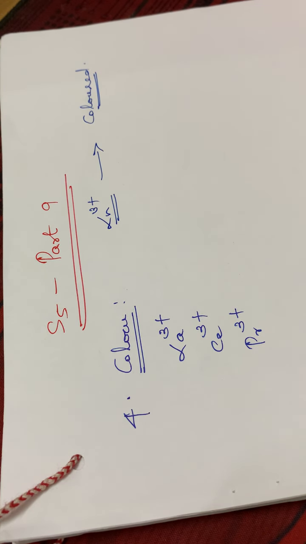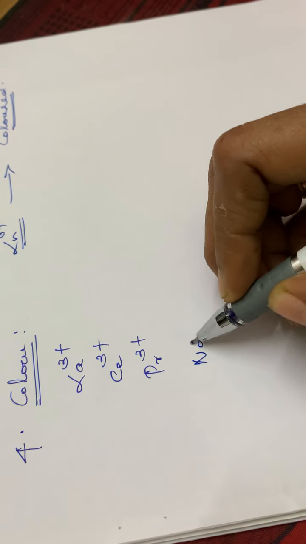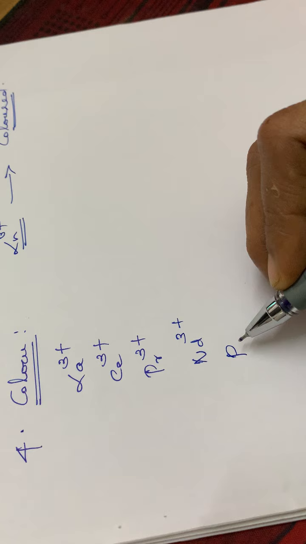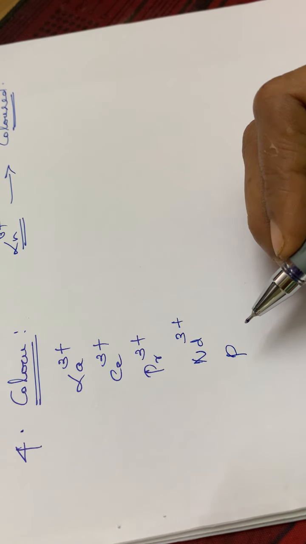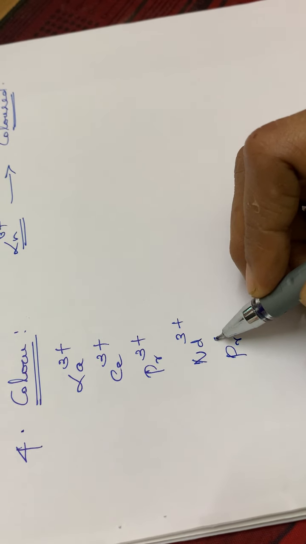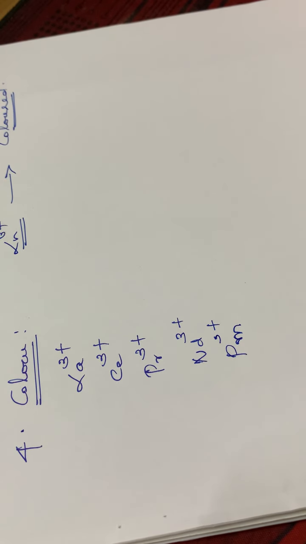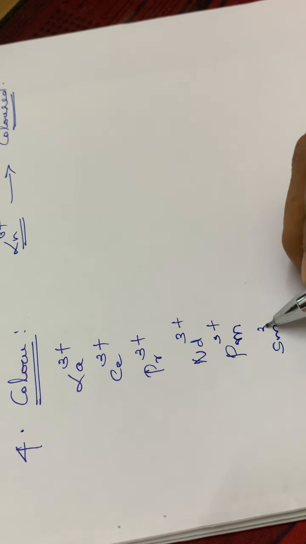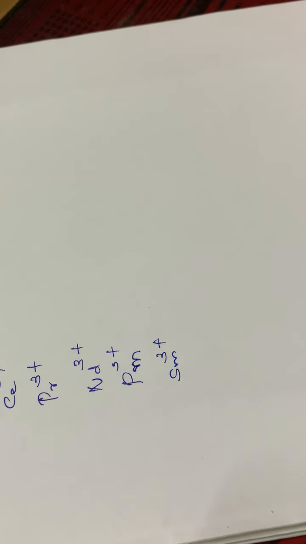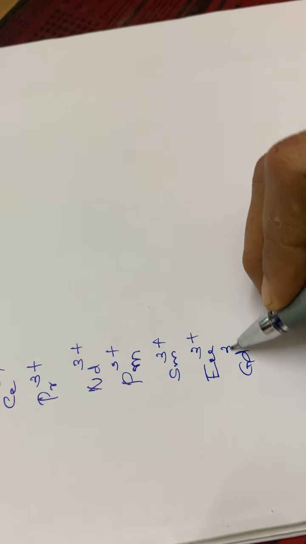Okay, so we can write the general oxidation states of these lanthanides: lanthanum 3+, cerium, praseodymium, neodymium 3+, then promethium. This is Pr, this is Pm. Okay, promethium 3+. Then comes samarium 3+, then europium, then gadolinium, Gd, gadolinium 3+.